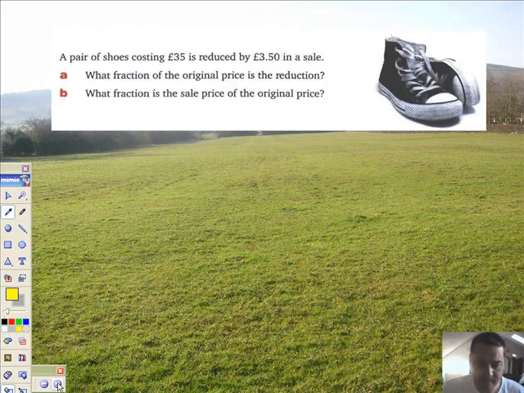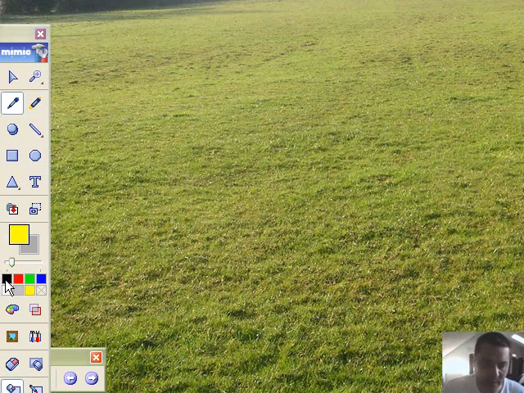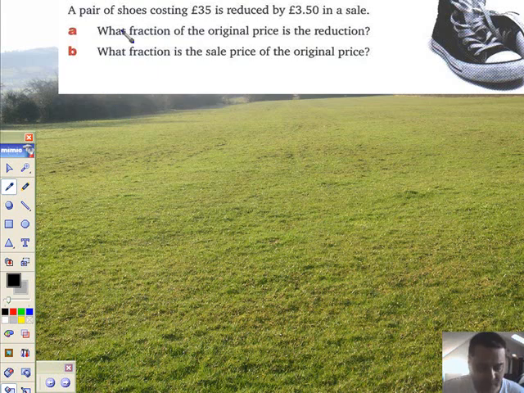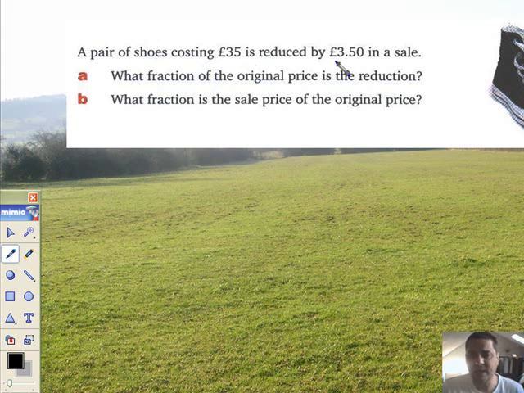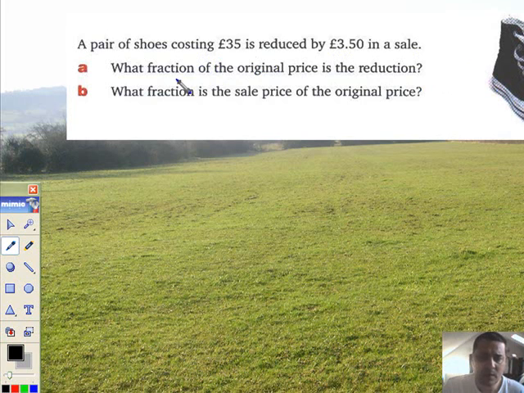Alright, the next one I just fancy it. It's quite nice. This is question 7. A pair of shoes costing £35 is reduced by £3.50 in a sale. They're not really shoes, are they? They're more like baseball boots or something. What fraction of the original price is the reduction? That's the reduction. That is the original price.